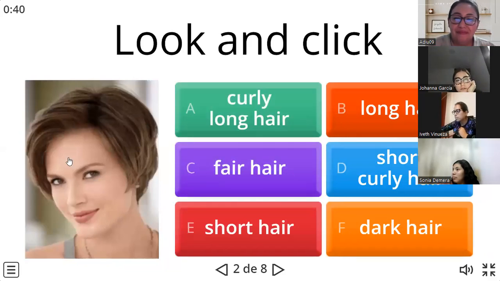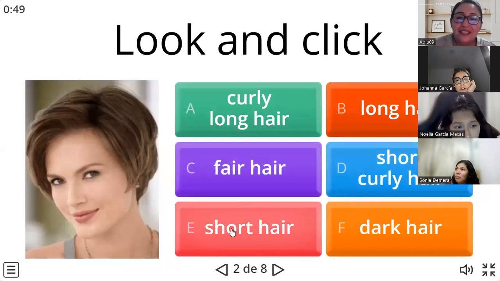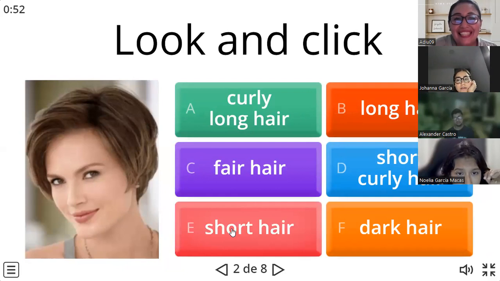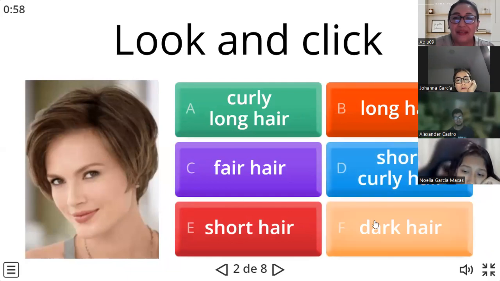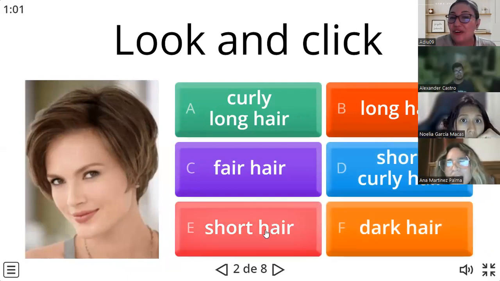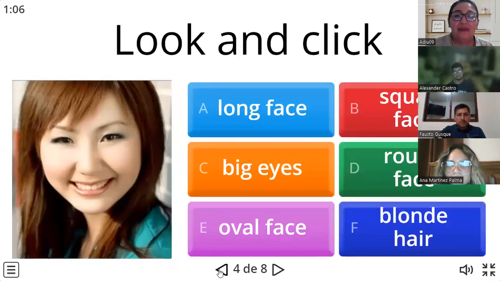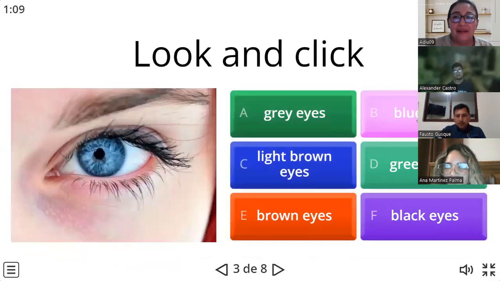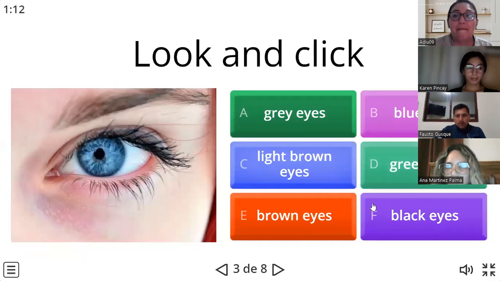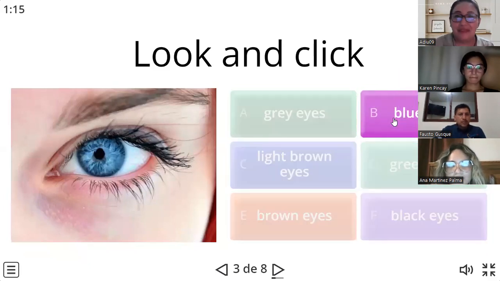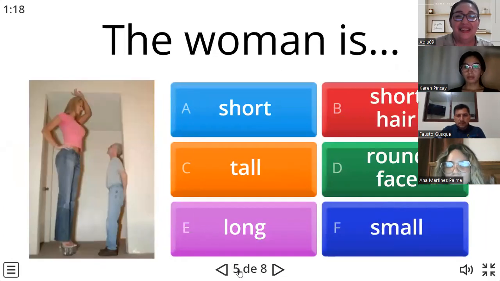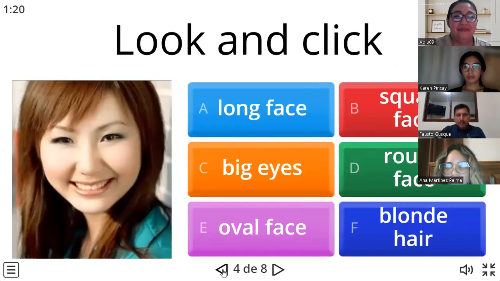What about this girl? What do you think? Curly, long, fair, short hair. Short curly hair. But there's no curly. No. Short hair, right? Tiene el cabello sumamente corto. Okay, good. What about these eyes? Are they green, blue, light brown? Blue eyes, right? So that's the right description. Blue eyes. Excellent. What about this girl?